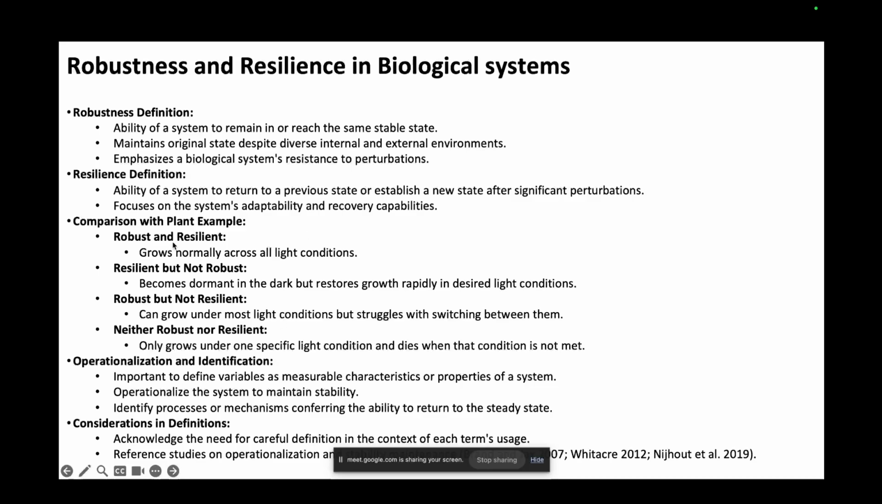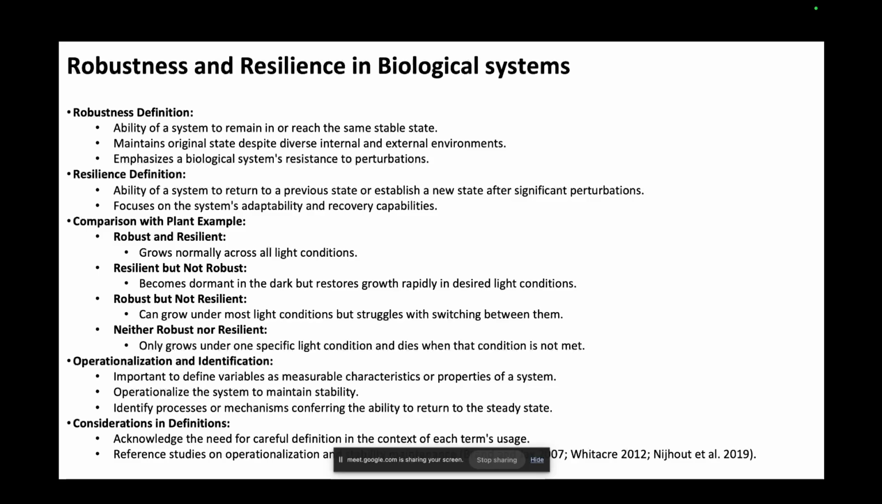So for example, you have a plant. If a plant is robust but not resilient, it will only grow under light conditions, but will struggle switching between these light conditions. It's robust. It can grow under a particular light condition. It will grow very beautifully. But if you put it away in another light condition, it will not grow that much. So it's robust, but it's not resilient.